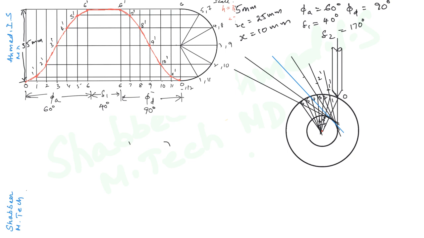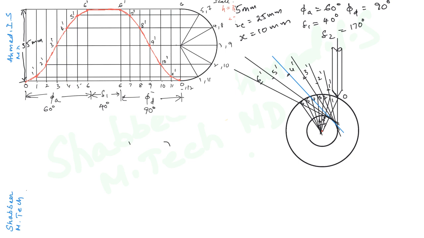Here, so here 3 3', then 4 4', we have it here, then you mark 5 5', then 6 6'.